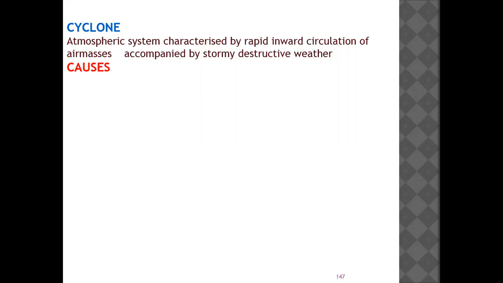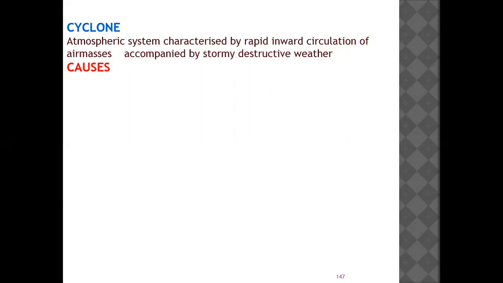Any low pressure area where there is an inward circulation of air or the anti-clockwise movement of air. However, this movement of air in a cyclone can be clockwise or anti-clockwise. In the northern hemisphere, the movement of cyclones is generally anti-clockwise, and in the southern hemisphere it is clockwise.